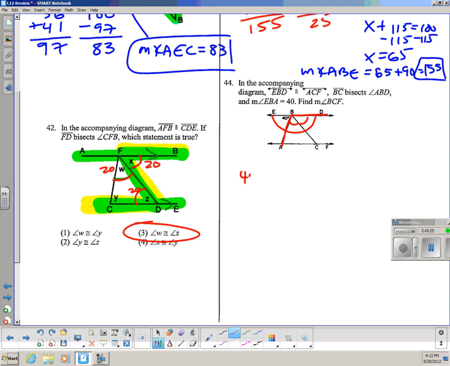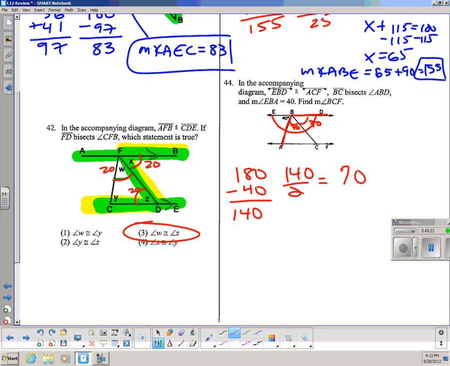So I could say 40 plus, well, I could do this a couple of ways. I could subtract 40 from 180. Let me not use variables for this because it's pretty easy. And divide by 2 since each of those angles are equal. So that's 70. So each of these angles are 70 degrees.